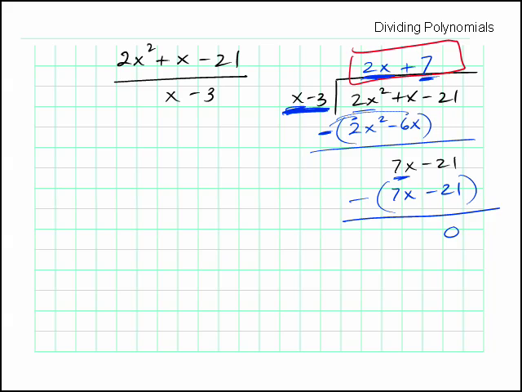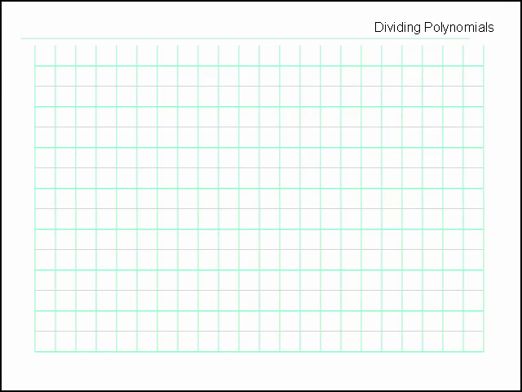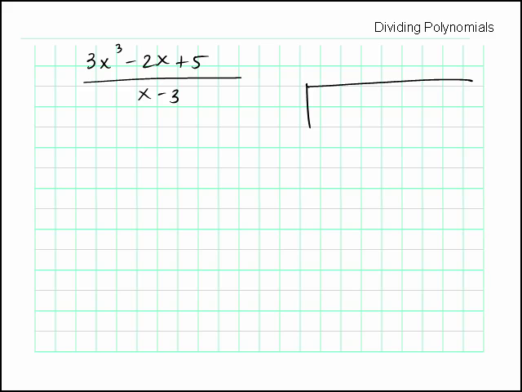Now, the remainder isn't always 0. Let me give you an example of that. For instance, this one right here, 3x cubed minus 2x plus 5, and we want to divide this by x minus 3. Okay, so I'm going to set it up correctly. x minus 3 goes out here.